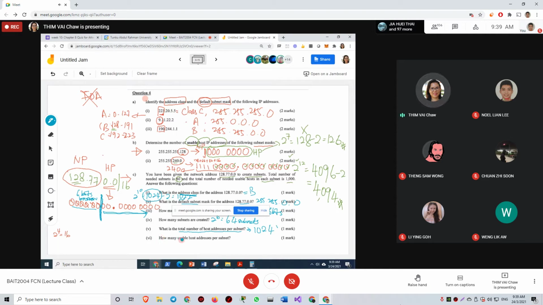How many usable host addresses per subnet? I will have 1022. This is the answer. So you can easily score the marks. That's all for this part.